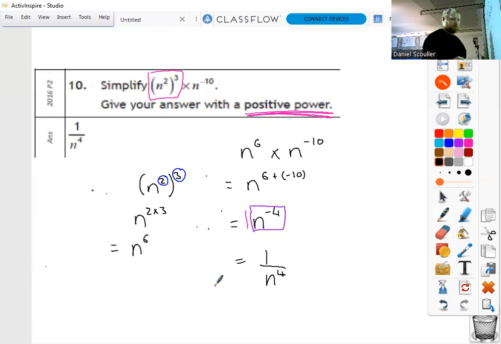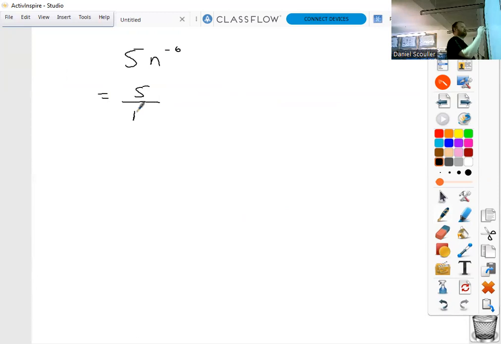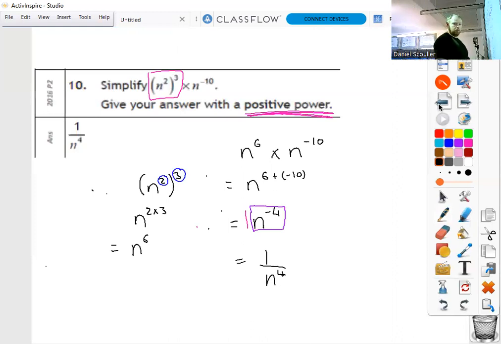Now, just to show you what I mean there, if we had 5n to the power of negative 6, we could leave that as 5 over n to the positive 6. So just because there was a 1 in front of that, that's why the fraction has the number 1 on the top. That sometimes throws people because we don't write it out. Just be careful with that. Because we don't write it out doesn't mean it's not there.